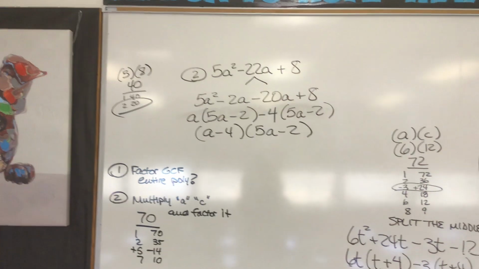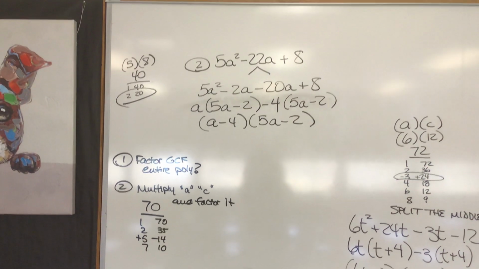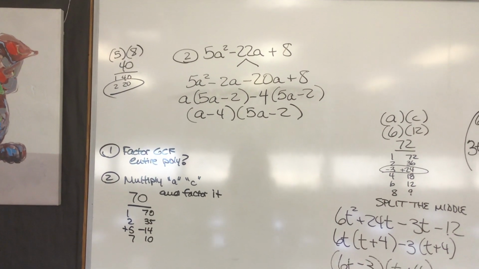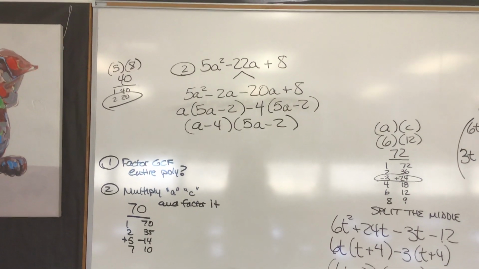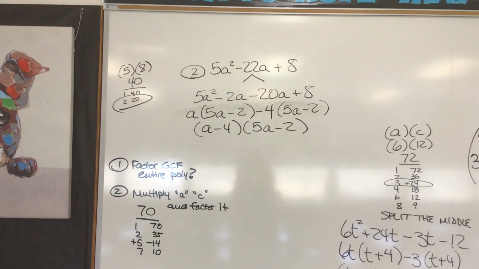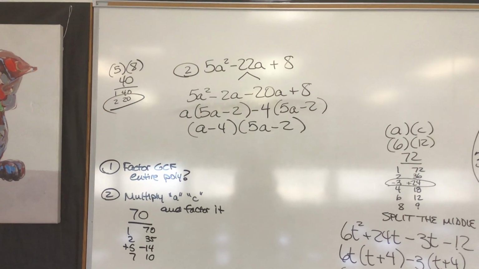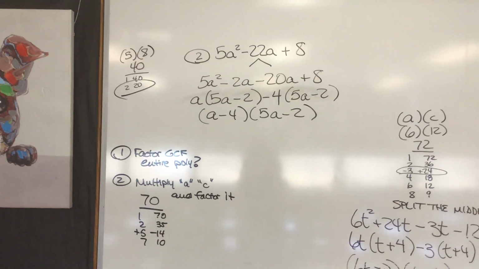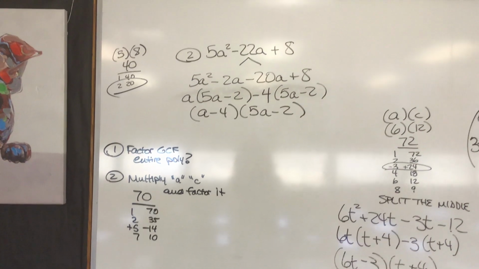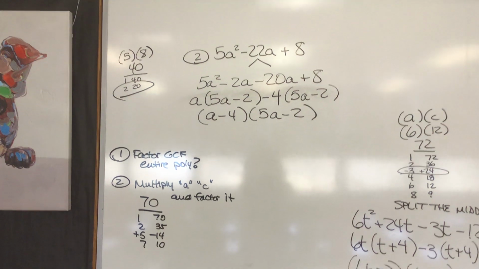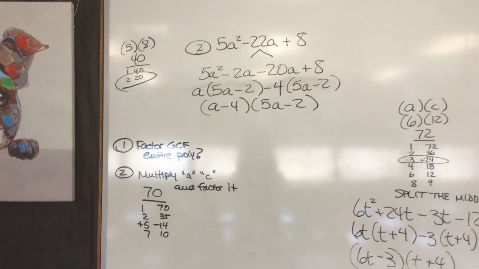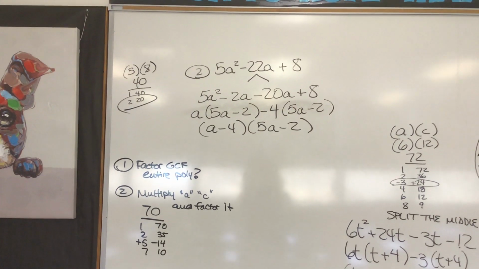So why we split the middle: this example is number 2 from your packet for section 8.6, 5a squared minus 22a plus 8. This doesn't fit scenario 1 in our notes because there aren't 4 terms, and it doesn't fit scenario 2 because a is greater than 1. So this fits scenario 3 in your notes packet that tells you we need to split the middle.